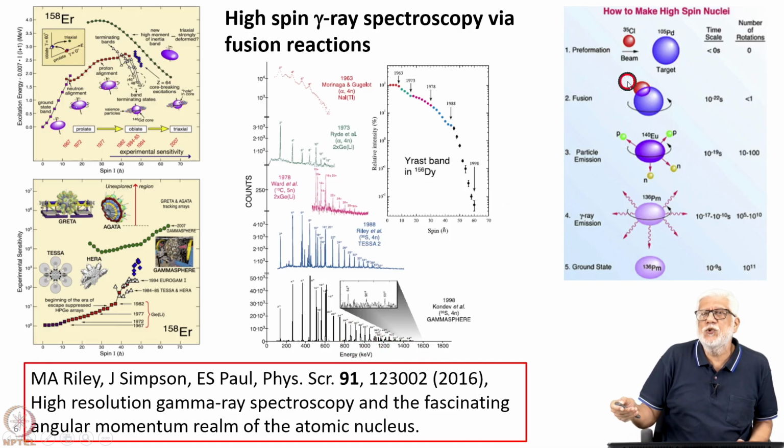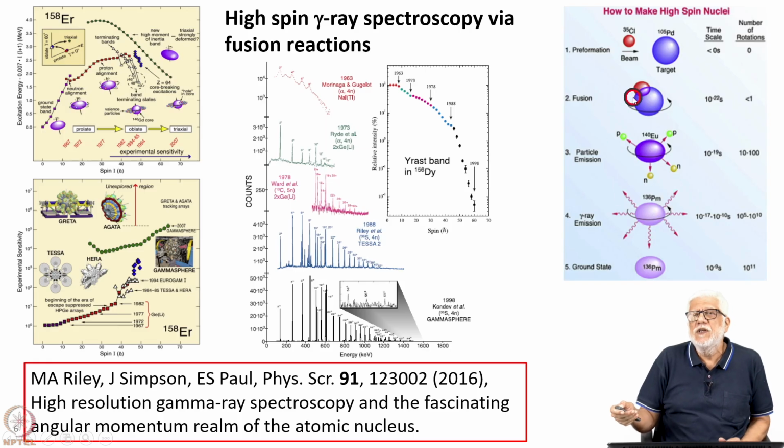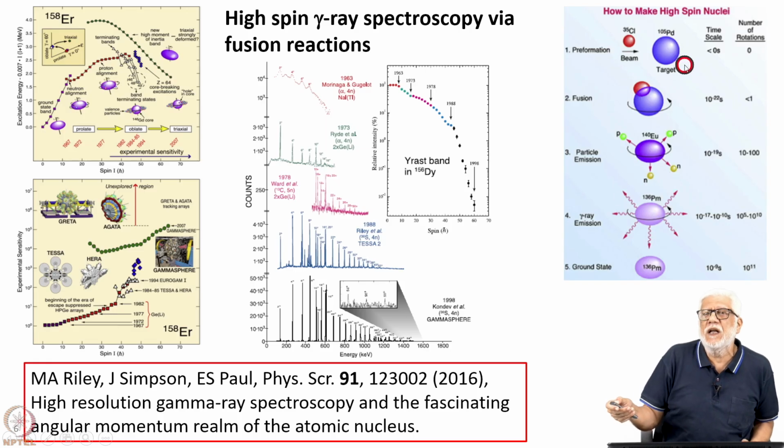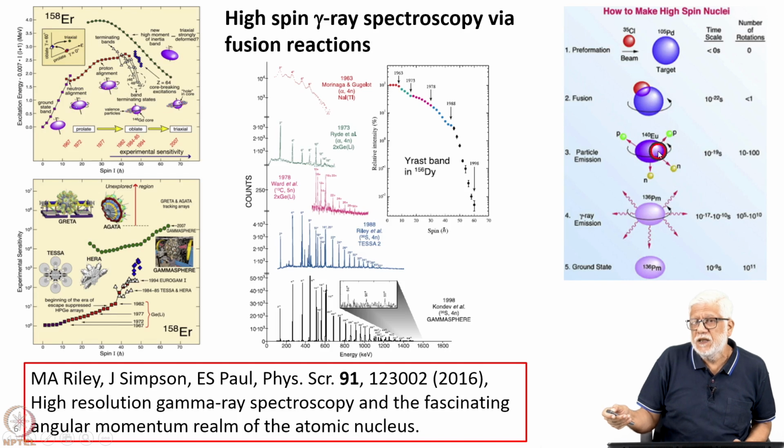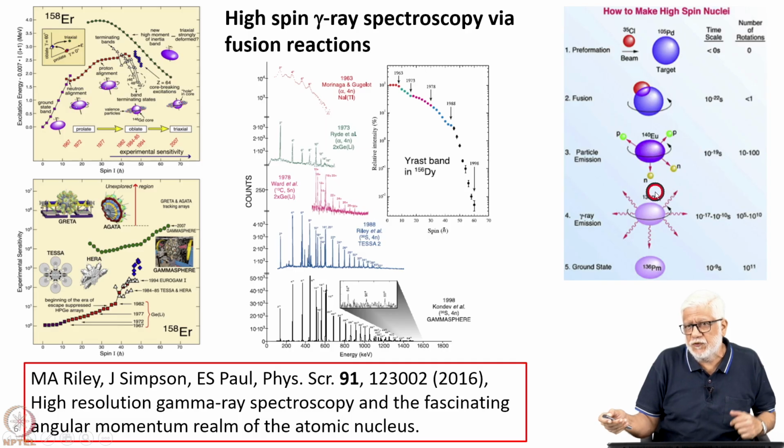This cartoon shows how you can make a high spin nucleus. So you take a projectile and a target, and then this fuses, and then there is particle emission, proton, neutron, and so on. Of course, to a much smaller extent, gamma ray emission as well. And for instance, that is used to study the giant dipole resonance in excited and rapidly rotating nuclei. But that's a very small branch. It's a branch of the order of 10 to the minus 4 of the particle emission branch.